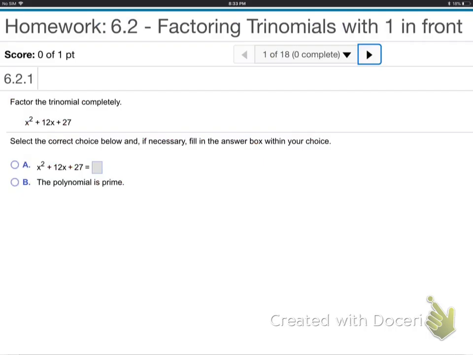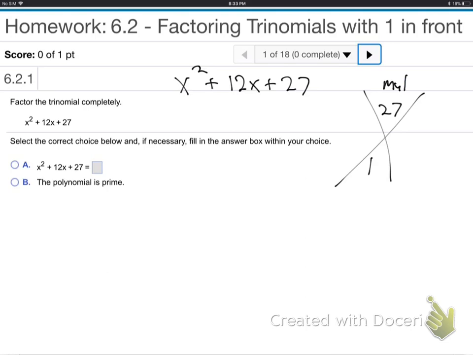So let's go to it. Let's try that on this one: x squared plus 12x plus 27. So I'll make the diamond. I'll put the 27 here. We're saying what numbers multiply to be 27 and add to be 12. So my answer is going to be 2 parentheses, x is in the front.